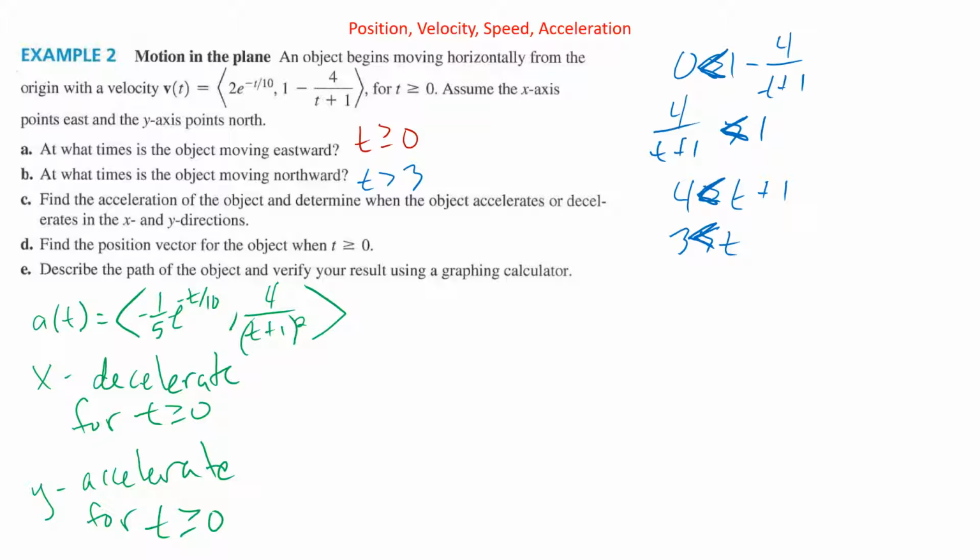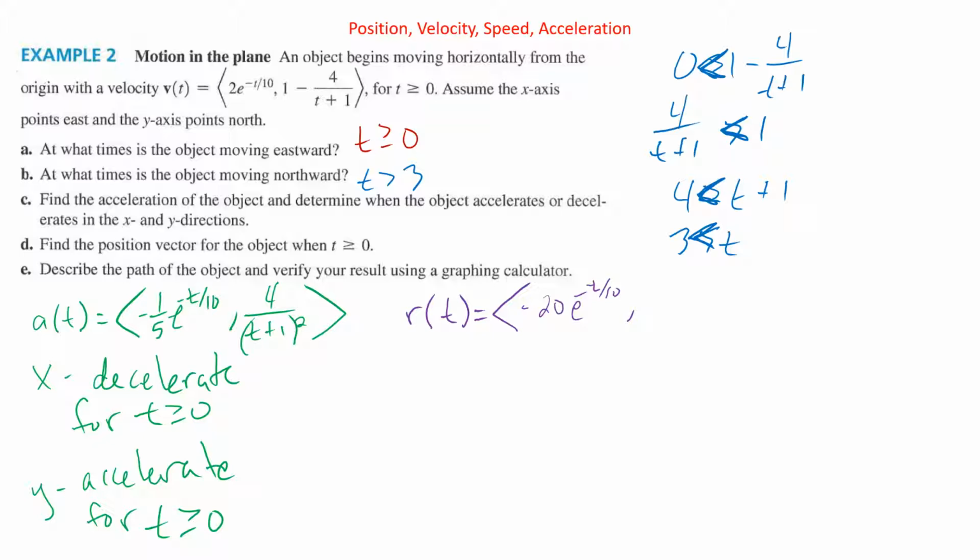And so let's see, part D, find the position vector for the object when t is greater than or equal to 0. So we have to take the antiderivative. So r of t will have the antiderivative. So the 2e to the negative t over 10 will still be e to the negative t over 10. Instead of multiplying by negative 1/10, we'll divide by negative 1/10, which is the same as multiplying by negative 10. So instead of 2, we get negative 20 e to the negative t over 10, comma.